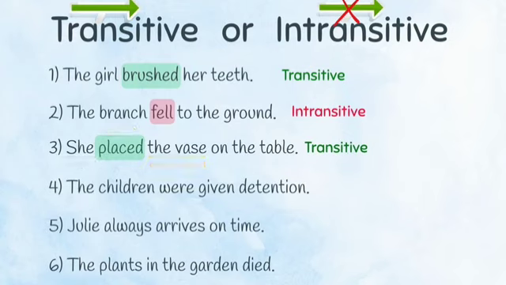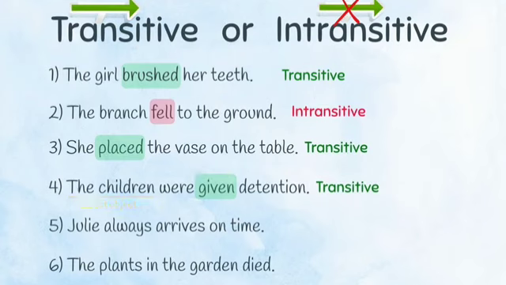The fourth sentence is written in passive voice. Who or what is receiving the action of the verb given? The children. The direct object is the children. The action of the verb moves from a hidden subject, most likely a teacher, to the children. This means given is transitive.